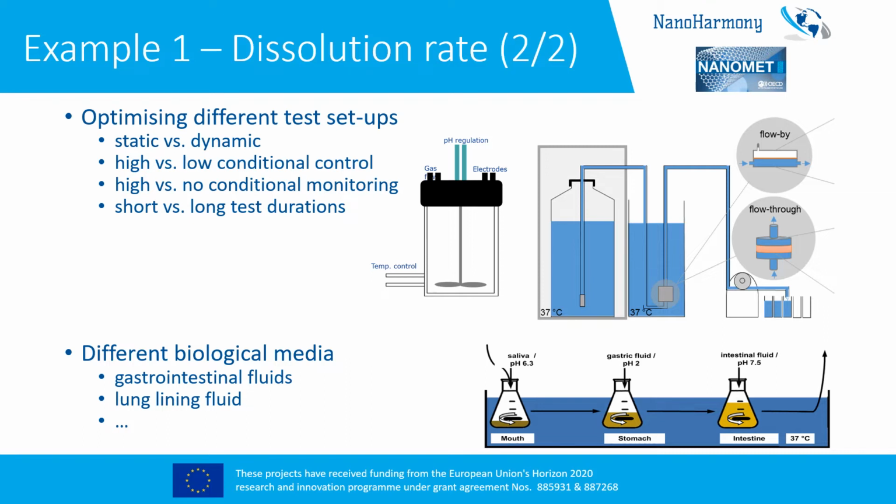Both systems need some control or monitoring of how well the specific test is performing. So those conditions need some further research to optimize, and also the length of the test durations needs some optimizing. And then, as indicated before, we need to know for REACH something about other media, and here this project focuses on the biological media like gastrointestinal fluids and lung lining fluids, which to choose and how to optimize that.